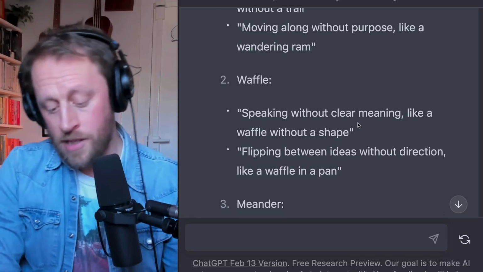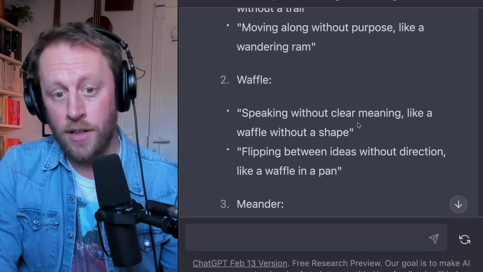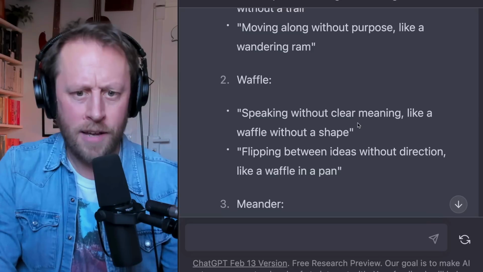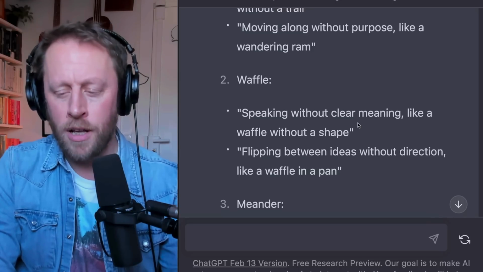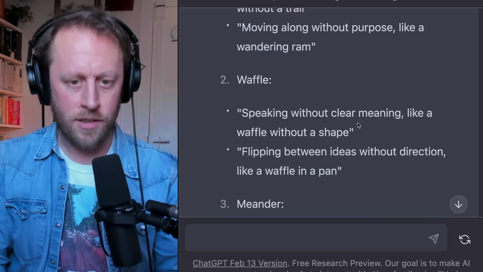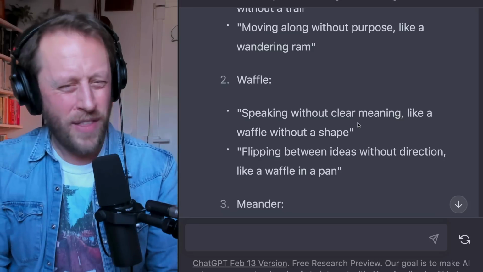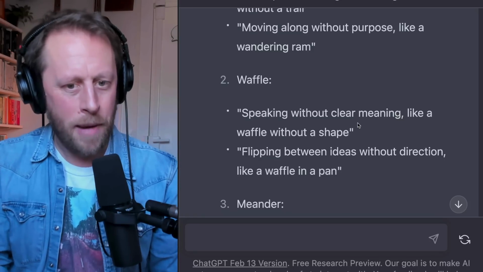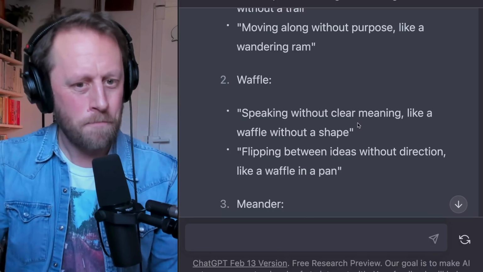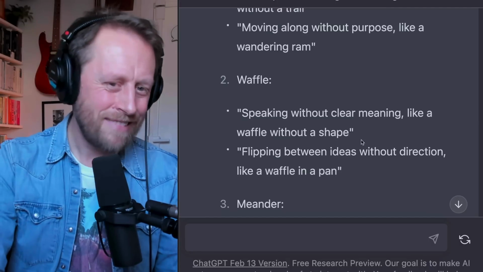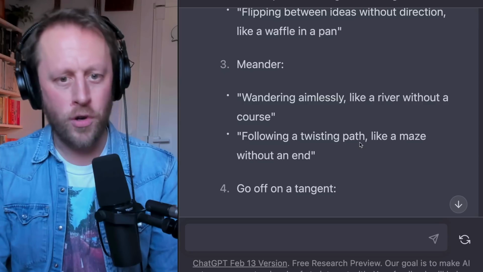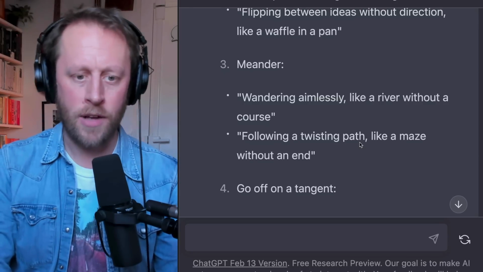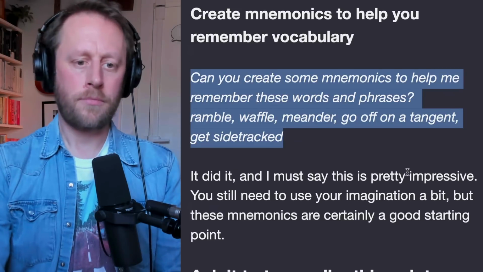Waffle, which is a similar thing to rambling, just speaking without really clear organisation. Speaking without clear meaning, like a waffle without a shape. Now, a waffle is a kind of food that you would eat. A waffle without a shape, will that help? Flipping between ideas without direction, like a waffle in a pan. Flipping like a waffle in a pan. Flipping from this to the... not bad. Meander, wandering aimlessly like a river without a course. Following a twisting path like a maze without an end. Okay. It did it, right?